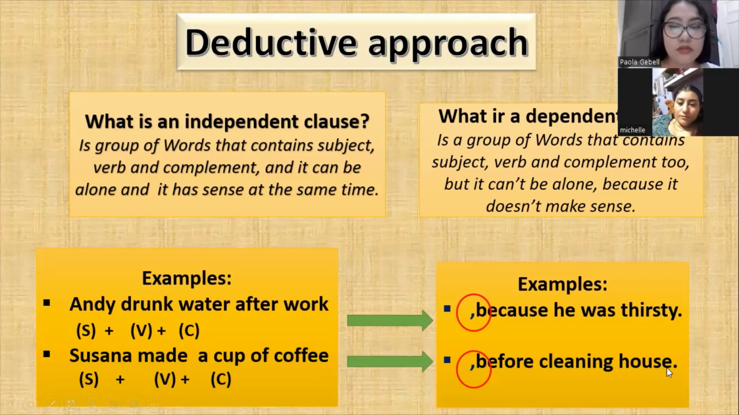So here we can also see that Susanna is cleaning house. I'm sorry, Susanna made a cup of coffee before cleaning house. In that case, we are using just a comma because we are using just two examples of an independent clause and a dependent clause. That's why we are not using a semicolon.